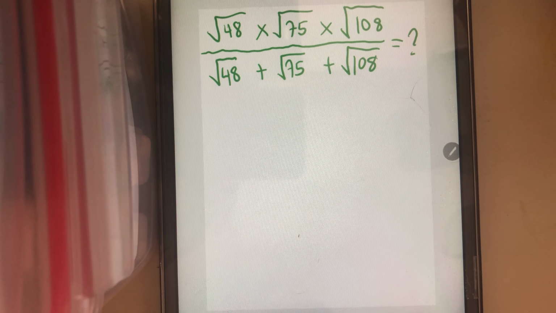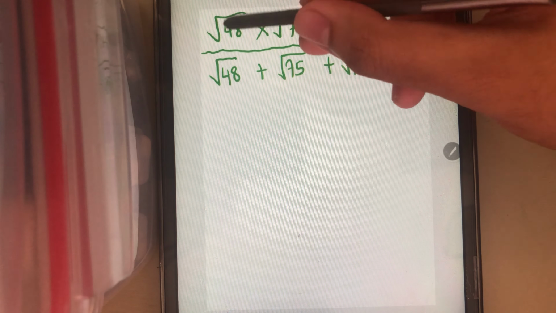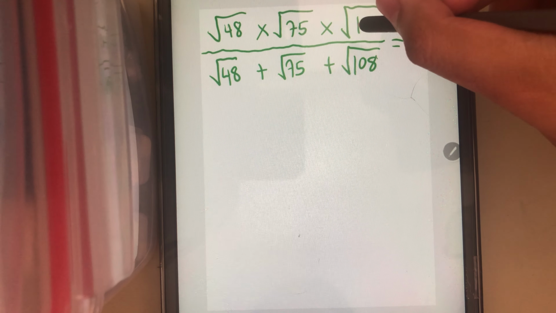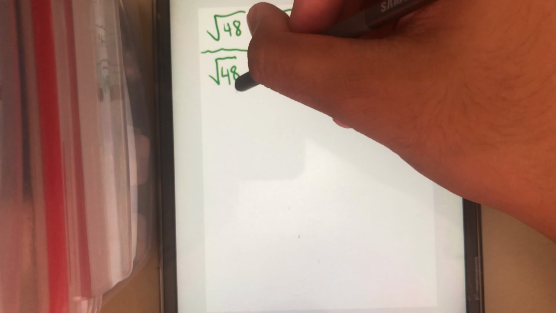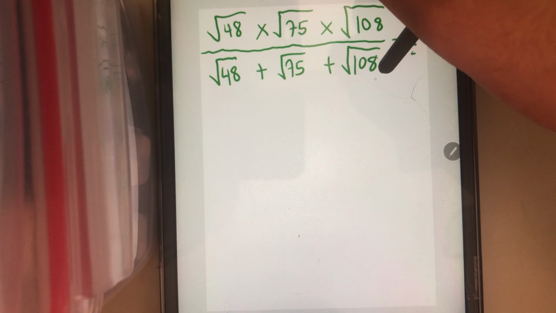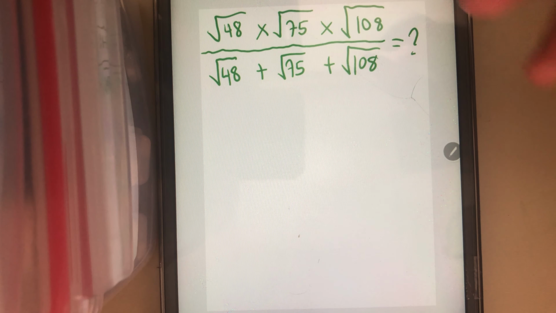In this video, we have to simplify this radical equation. Square root of 48 times square root of 75 times square root of 108 divided by square root of 48 plus square root of 75 plus square root of 108, and we're not allowed to use a calculator.